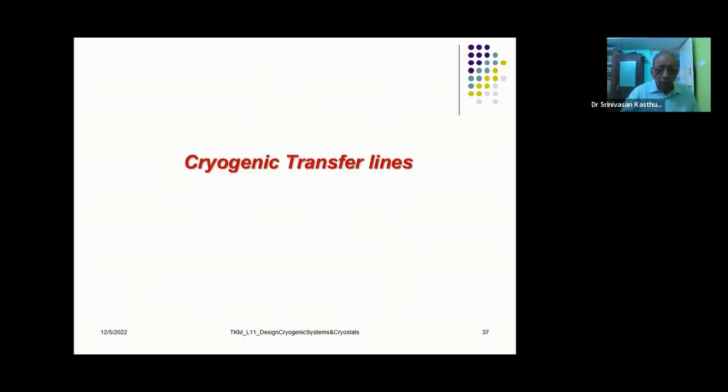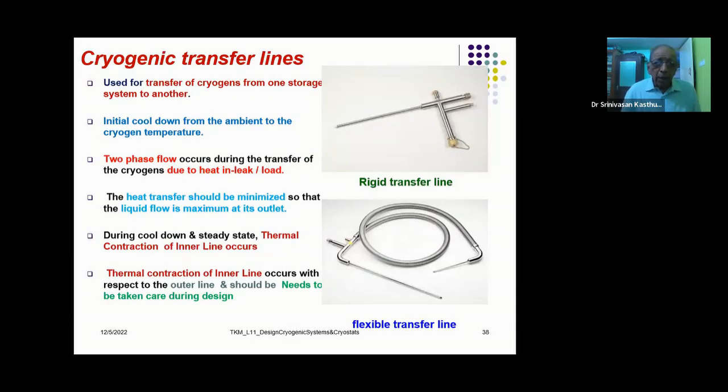I have more or less discussed the cryogenic systems. Next, I am going to talk to you about cryogenic transfer lines. What are cryogenic transfer lines? As you are fully aware, a transfer line enables the transfer of cryogenic fluid from one location to another. So it is used for transferring cryogenic fluids from one location to another.